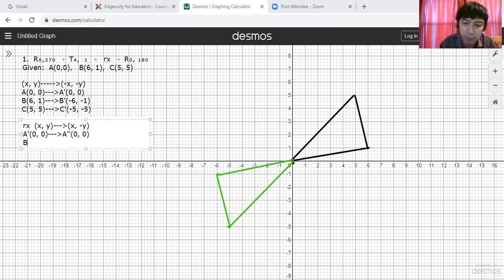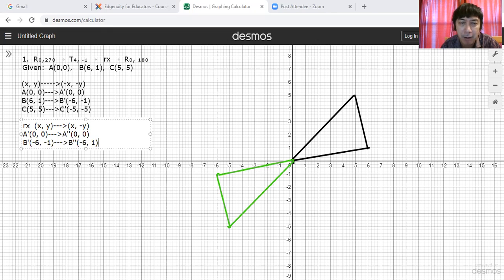We will have the B prime, and this is coming from the previous. This is -6, -1. And then we will now proceed to get the B double prime. Okay, the rule is the x will be retained, so that will still be -6. And only the y will change. So from -1, that will become a +1 there.